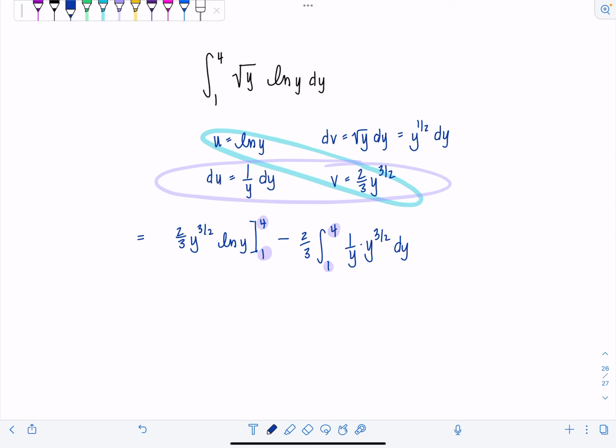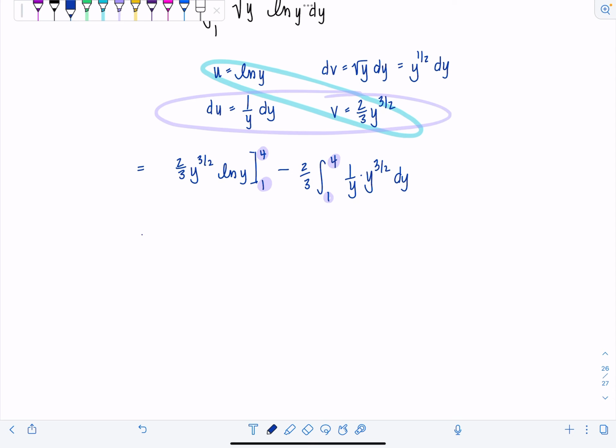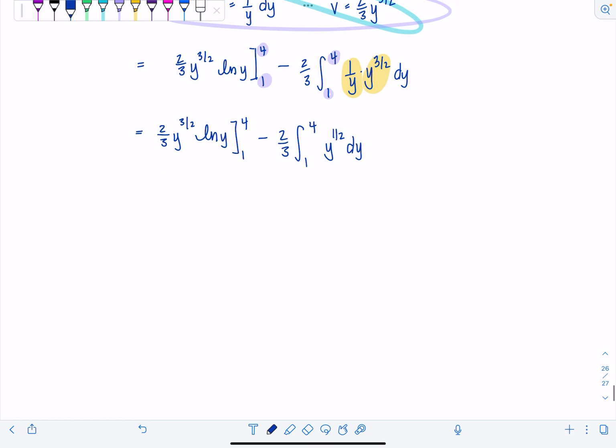Okay. Now, the first term is already anti-differentiated, so I'm just going to leave that alone. It's minding its own business. Thank you so very much. And then we have minus 2/3, definite integral 1 to 4. I can clean this up. 1 over y times y to the 3/2. That's just going to give me back y to the positive 1/2 if I combine exponents. And then now we're ready for business.